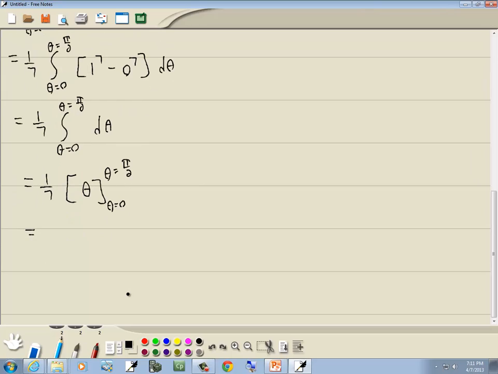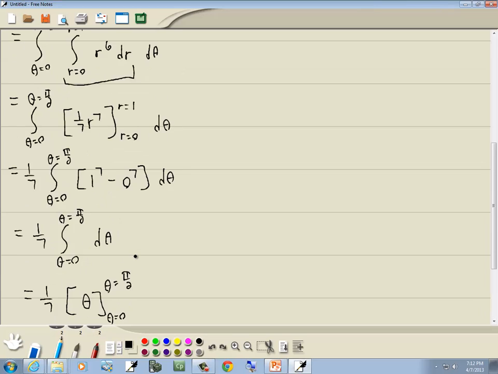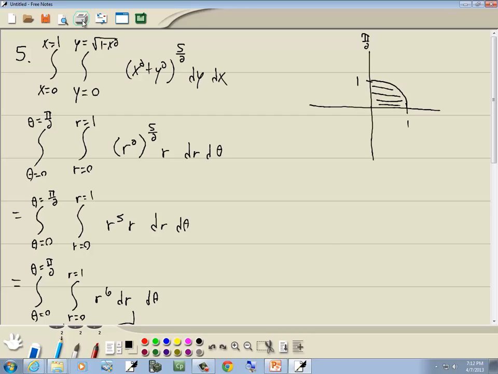Well, now we'll plug those in. So I got 1/7, and I'll plug pi over 2 in for theta. So I got pi over 2 minus, I'll plug 0 in for theta. Well, that 0 drops away, and 1 times pi is pi, and 7 times 2 gives us 14. And that's our answer. So let me go ahead and save that.